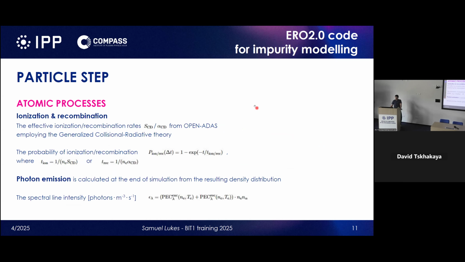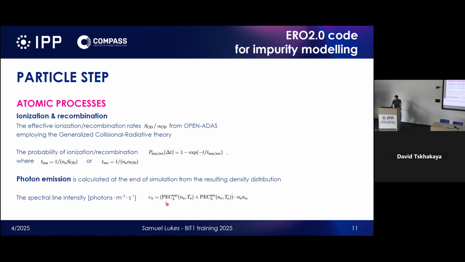So let's move on to the atomic processes. Again, a very simple approach. If you have the effective coefficients from the ADAS database, then you immediately have the ionization and recombination times, which you put again in the exponential form for the probability. So it works very similarly to the collisions with neutrals, and then you just compare it with a random number, and you have it.